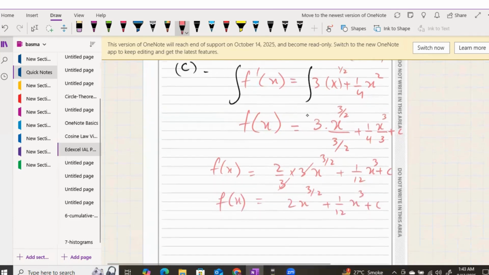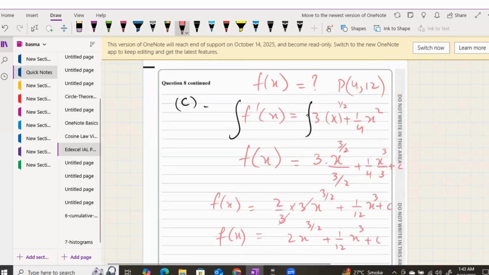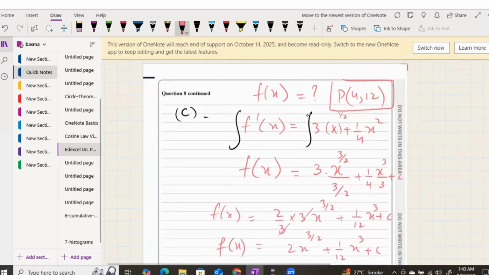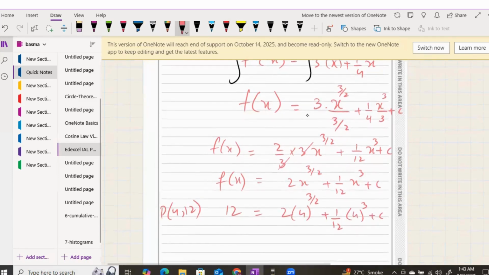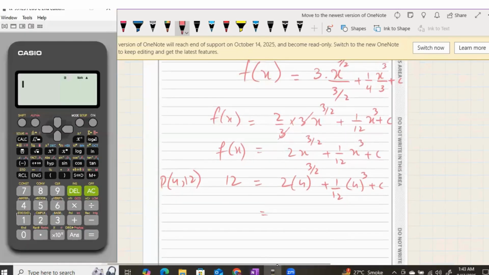Now we have to find the value of c as well, and you know the point which is lying on the curve, which is (4, 12). So we can substitute this point in the curve equation since it is lying on it. So I will replace f of x with 12 because my point P is (4, 12), and replace x with 4. So 2 times 4 to the power of 3/2 plus 1/12 times 4 to the power of 3 plus c. Okay, you can put it in the calculator.